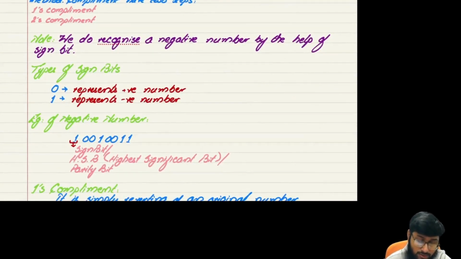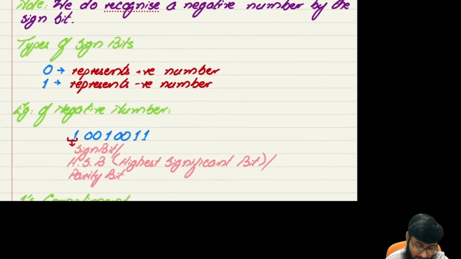So how are we going to do that? There are two different types of sign bits: a 0 represents a positive number, while a 1 represents a negative number. We need to check the first bit from the left hand side. The first bit from the left is always known as a sign bit. It may be called the HSB as well, highest significant bit, and it may be called the parity bit as well. We will be dealing with parity bits in the data transmission topic.